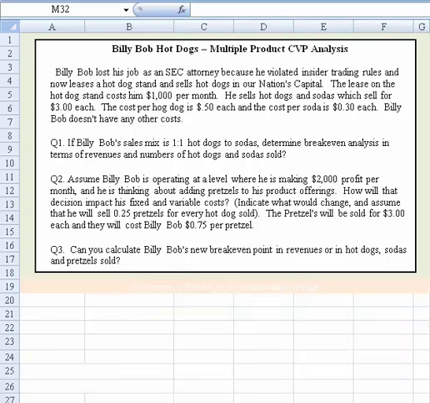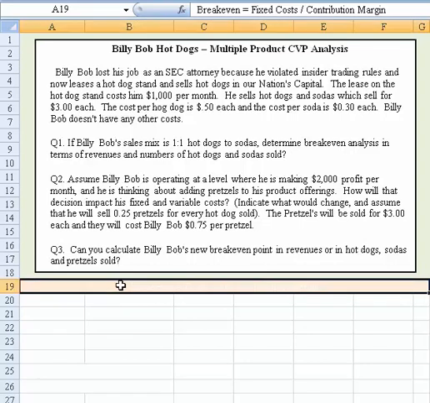So question 1 says, if Billy Bob's sales mix is 1:1 hot dogs to sodas, that's the ratio, right? Determine break-even analysis in terms of revenues and number of hot dogs and sodas sold. And that shouldn't be a question mark, it should be a period. All right, let's tackle question 1, then we'll tackle the other ones.